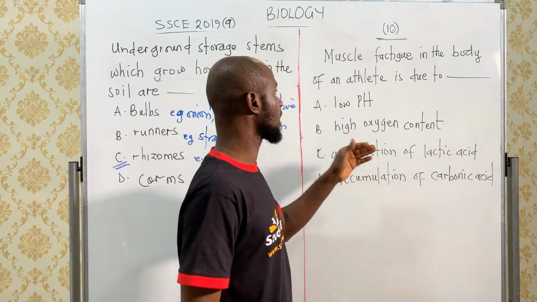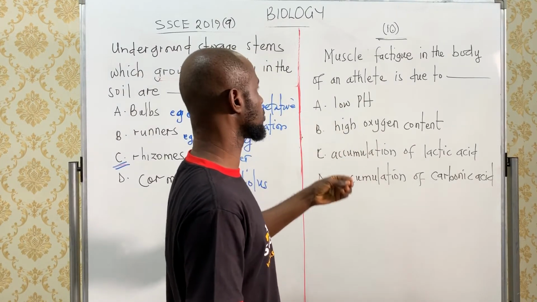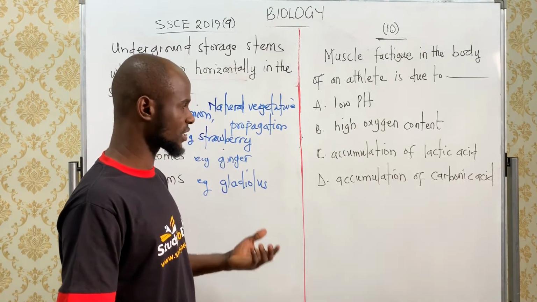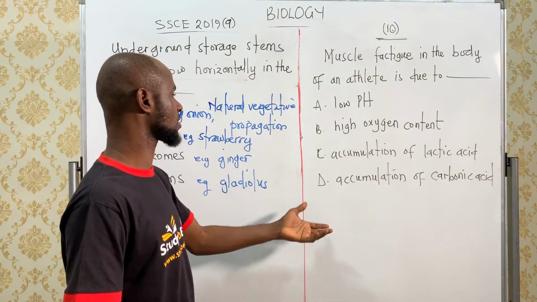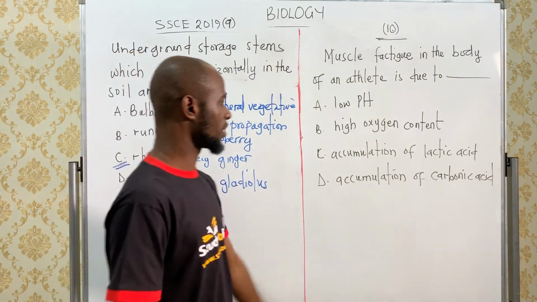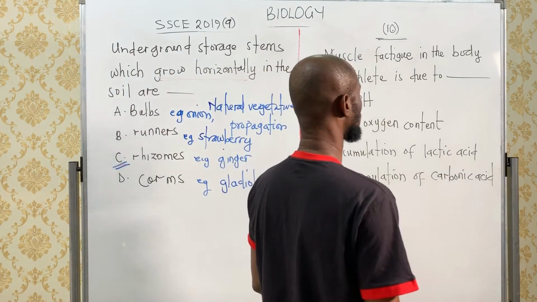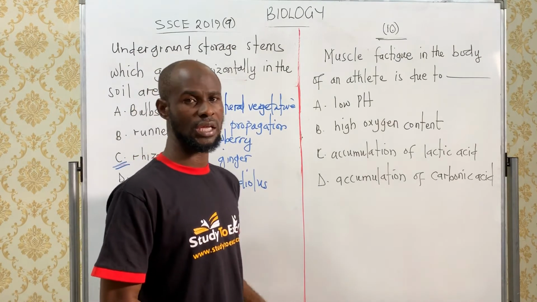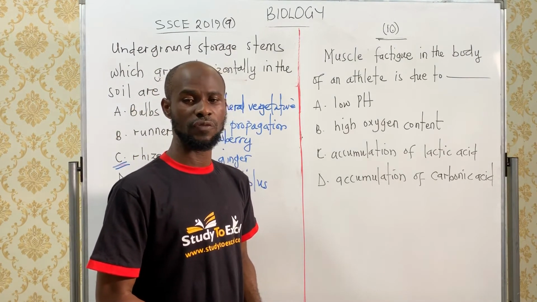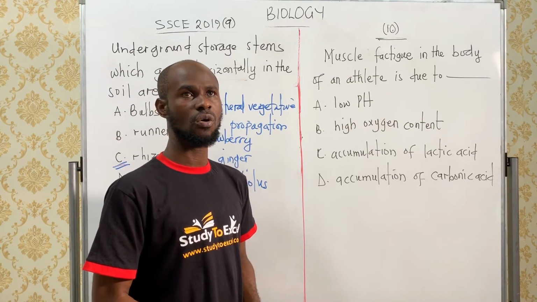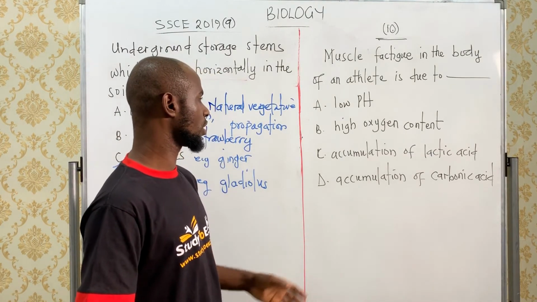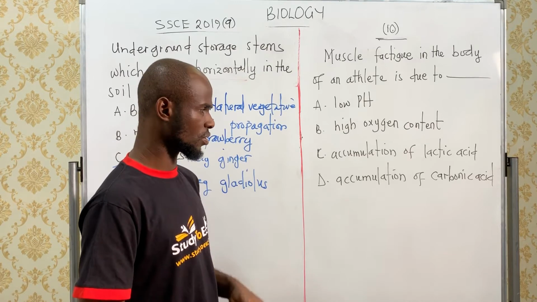Muscle fatigue in the body of an athlete is due to dash. A. Low pH. B. High oxygen content. C. Accumulation of lactic acid. D. Accumulation of carbonic acid. Now there's what is called the lactic acid formation or accumulation. It occurs in the muscle of the athlete, and it also occurs in the germinating seed. Now this occurs because there is no oxygen.